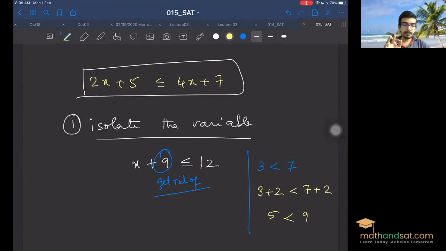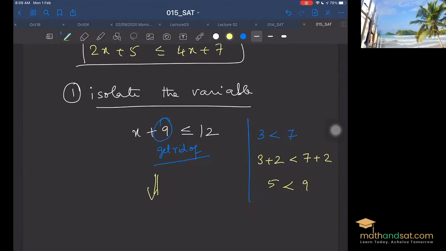So the idea is very simple. Just like in an equation, you can add the same numbers or subtract the same numbers on both sides of the inequality. So can you tell me what will be the solution to this inequality, x plus 9 less than or equal to 12? Please work it out and let me know.